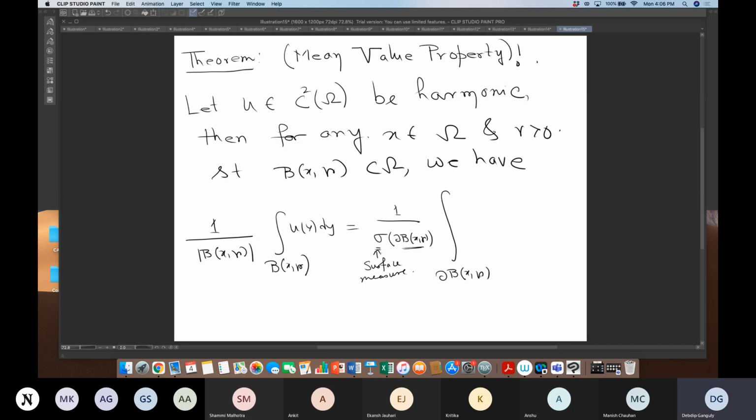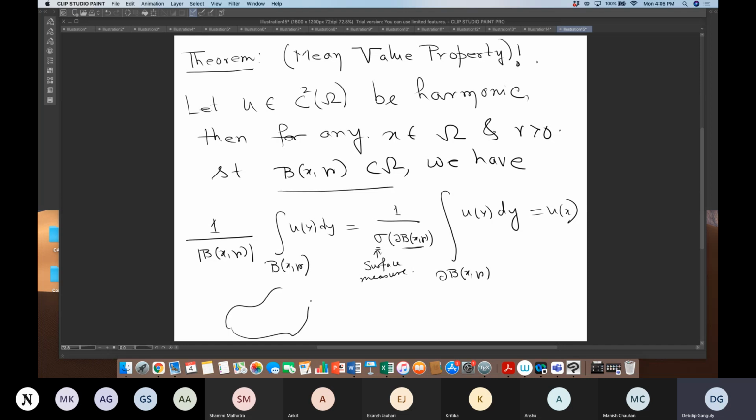So if u is a harmonic function, then the average, 1 by |B(x,r)| times the integral over B(x,r) of u(y) dy, is the same as if you integrate on the boundary of the ball, u(y) dy. And in that case, this is equal to u(x). So if u is a harmonic function, what is the meaning of this?